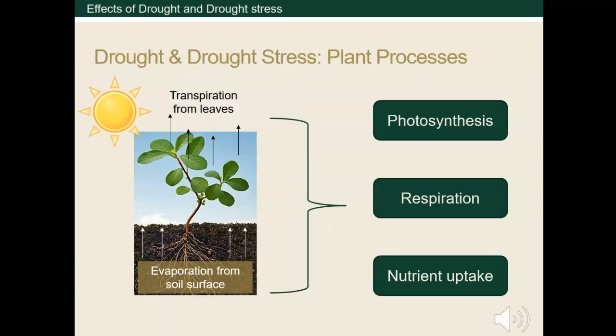As mentioned earlier, severe drought stress interferes with several plant processes, including photosynthesis. During drought, plants protect themselves from excessive water loss by closely regulating stomatal opening and closing, compromising stomatal function. This leads to reduced food production for the plant.